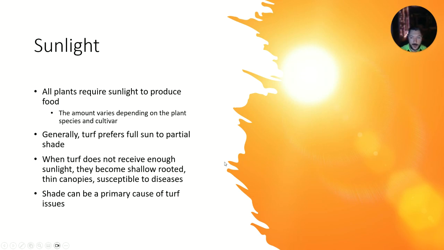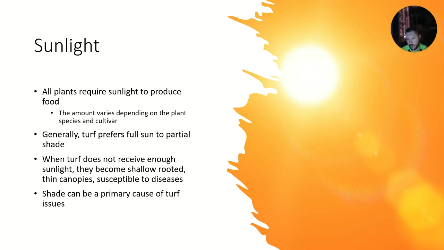Sunlight is another major focal point on turf. All plants require sunlight, to be honest. That's how they make their food. But the amount in turf that's required depends on the species or the cultivar. Generally, turf prefers full sun to partial shade. For the most part here, full sun, but there's a select few that can handle partial shade, and they're more ideal for those areas. And you'll notice at people's houses and places where the turf is really thin, you're generally going to see the wrong grass species being planted there.